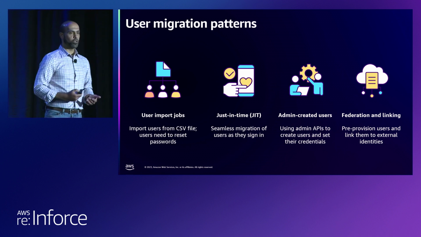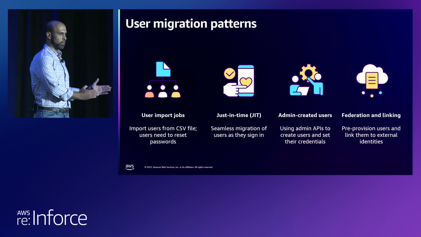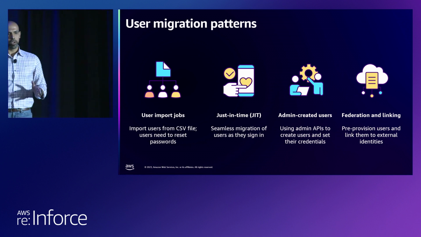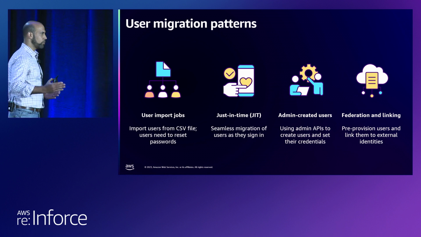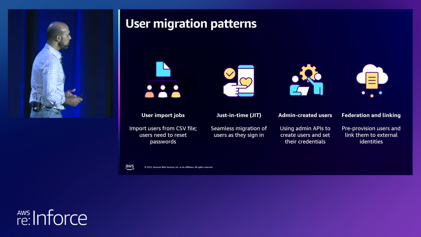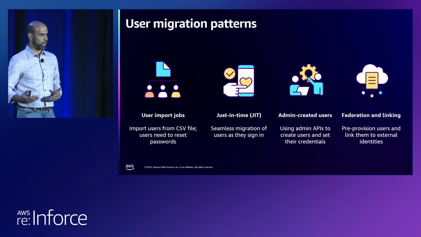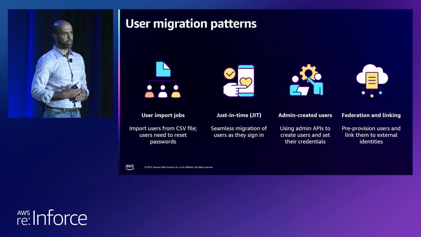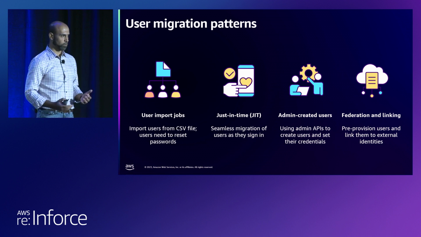The first one is user import jobs. Think about this as structuring users in a bulk data dump and importing this into Amazon Cognito. The second pattern is just-in-time migration, which is a seamless migration of users as they interact with your system. They come to sign in or change their password, and you can migrate users at this time. The third pattern is admin-created users or pre-provisioned users from admin or backend scripts. And the last pattern is relevant to users who are federated, so coming from social sign-in or federation with SAML and OpenID Connect. How do you migrate these users, or do you need to migrate these users or not?